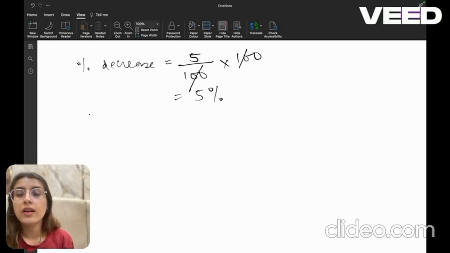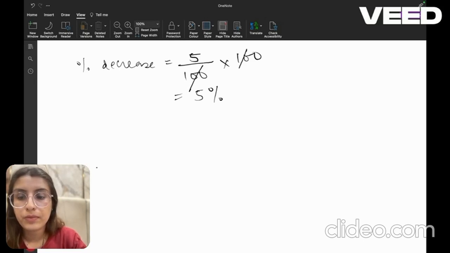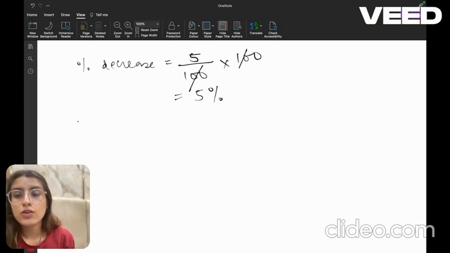So in this way we can calculate percentage increase or percentage decrease. So based on this, we will now study profit and loss percentage.